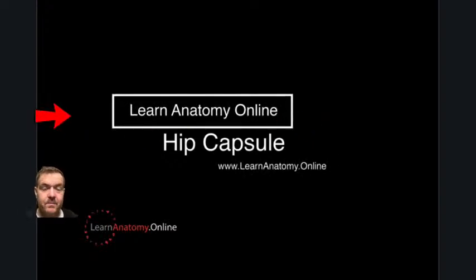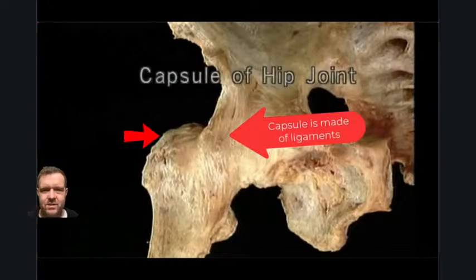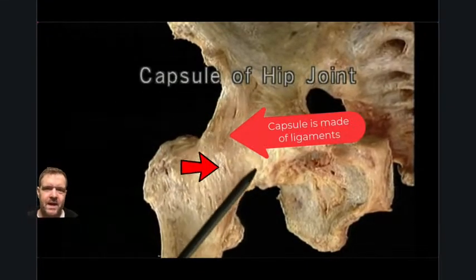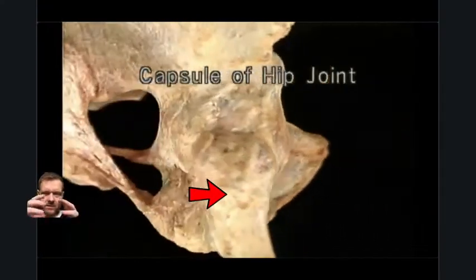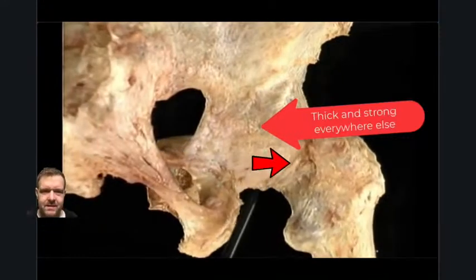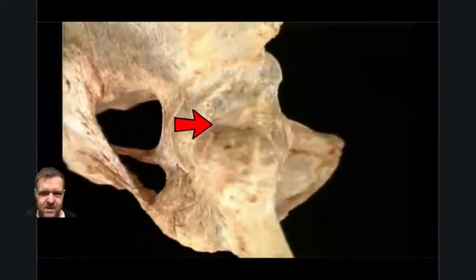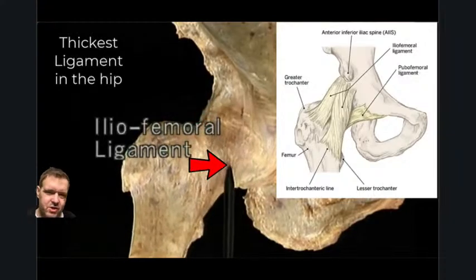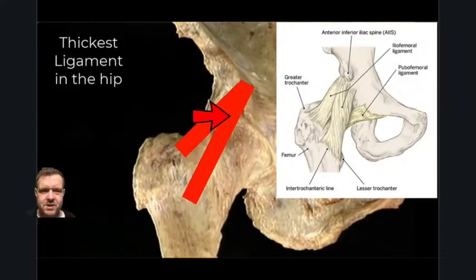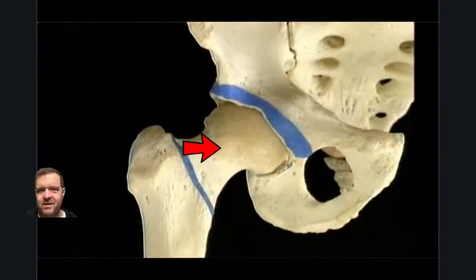Okay, so this is the hip capsule. And basically those ligaments that you just saw on the previous image, this is what it looks like, and it's not easy to define. So here's the capsule. It's made of the ligaments that we've just seen. It's thinner underneath, so it's more pleated underneath, thick and stronger everywhere else. This is what you see in the books, this is what it looks like in real life. So it just covers the whole hip joint, and you can just about make out the differences in the shapes of the ligaments, but it's pretty tough basically.